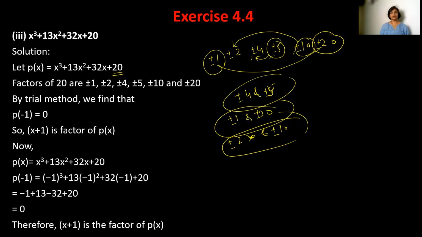So here we are taking x plus 1 as a factor. That means P(-1) should be 0. What we are doing here is trying to find P(-1) equals 0. So we got P(-1) equals 0 after putting the minus sign in this. Therefore, x plus 1 is a factor of P(x).